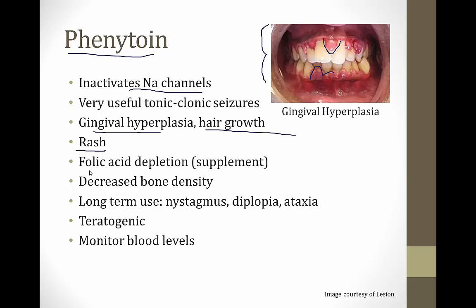Patients need folic acid supplementation when they're on this drug because folate levels get depleted. They can have decreased bone density. If you take this for a long time, you can start to get signs of vestibular dysfunction like nystagmus and diplopia and ataxia. It's teratogenic, so it can't be used during pregnancy, and you can monitor the blood levels. So you send a Dilantin or phenytoin blood level, and you try to keep it within the therapeutic range for patients to treat their seizures but limit the risk of these side effects.